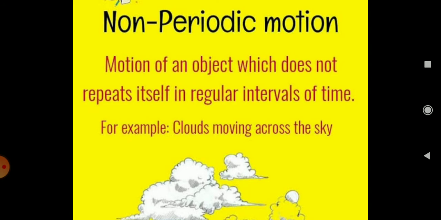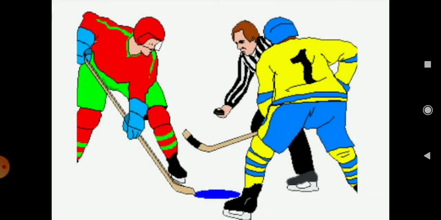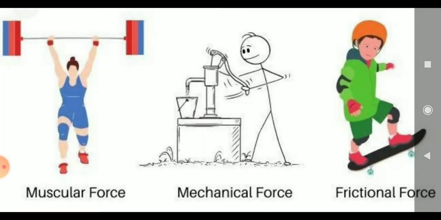Non-periodic motion is the motion of an object which does not repeat itself in a regular interval of time, like clouds moving across the sky. You can't say when they will repeat their motion, so that is non-periodic motion. Also, players playing any game don't repeat their motions or strikes after a certain interval of time, so we call that non-periodic motion.